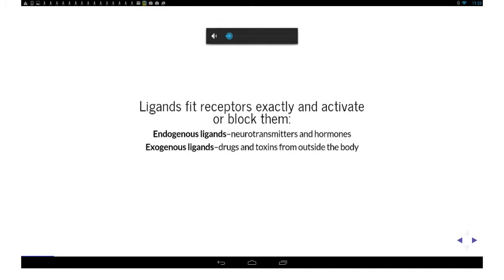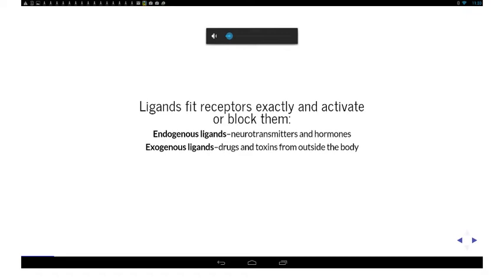Okay, so there are ligands, which are sort of this lock and key type of mechanism designed to fit particular receptors. So remember, receptors on the postsynaptic membrane are receiving information. In the case of neurotransmitters, for example, these are considered endogenous ligands, which means that they're made from inside the body. We have drugs and toxins. We talked about a couple of toxins last week that bind to sodium channels, for example. These are considered exogenous because they come from outside of the body.